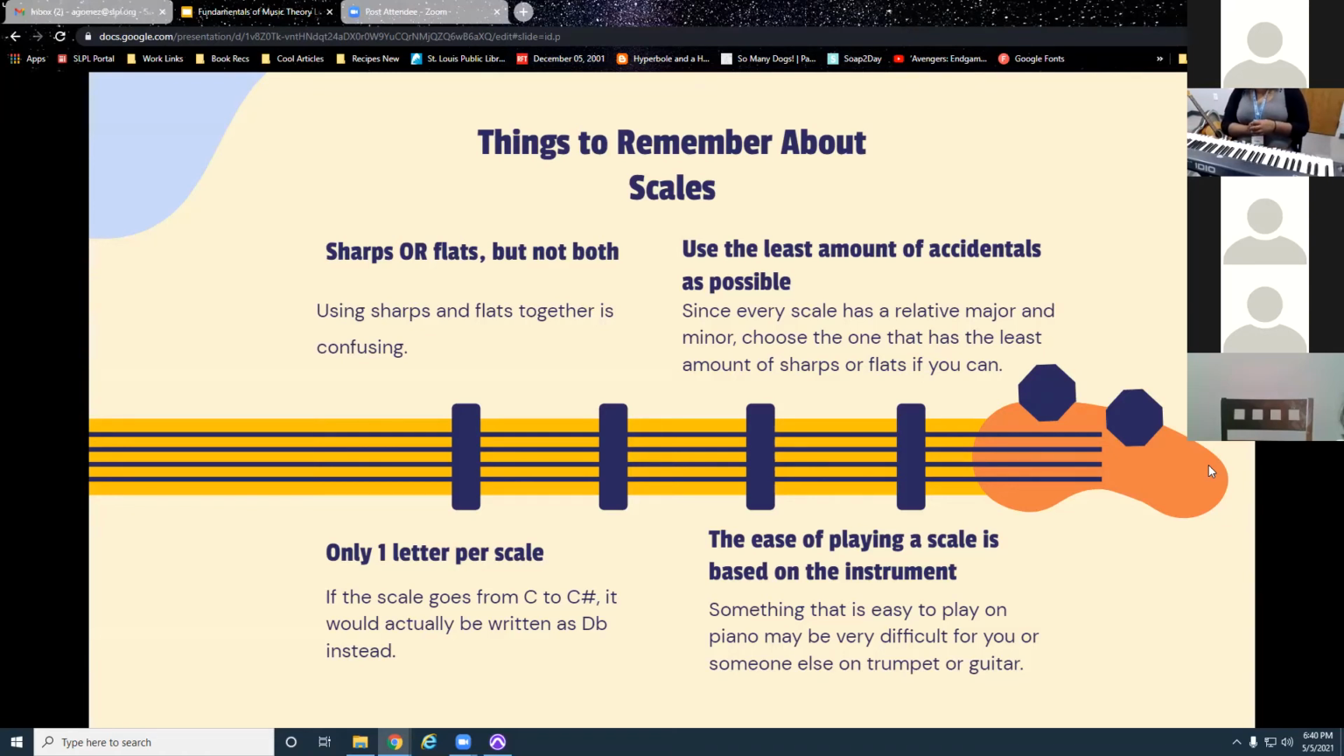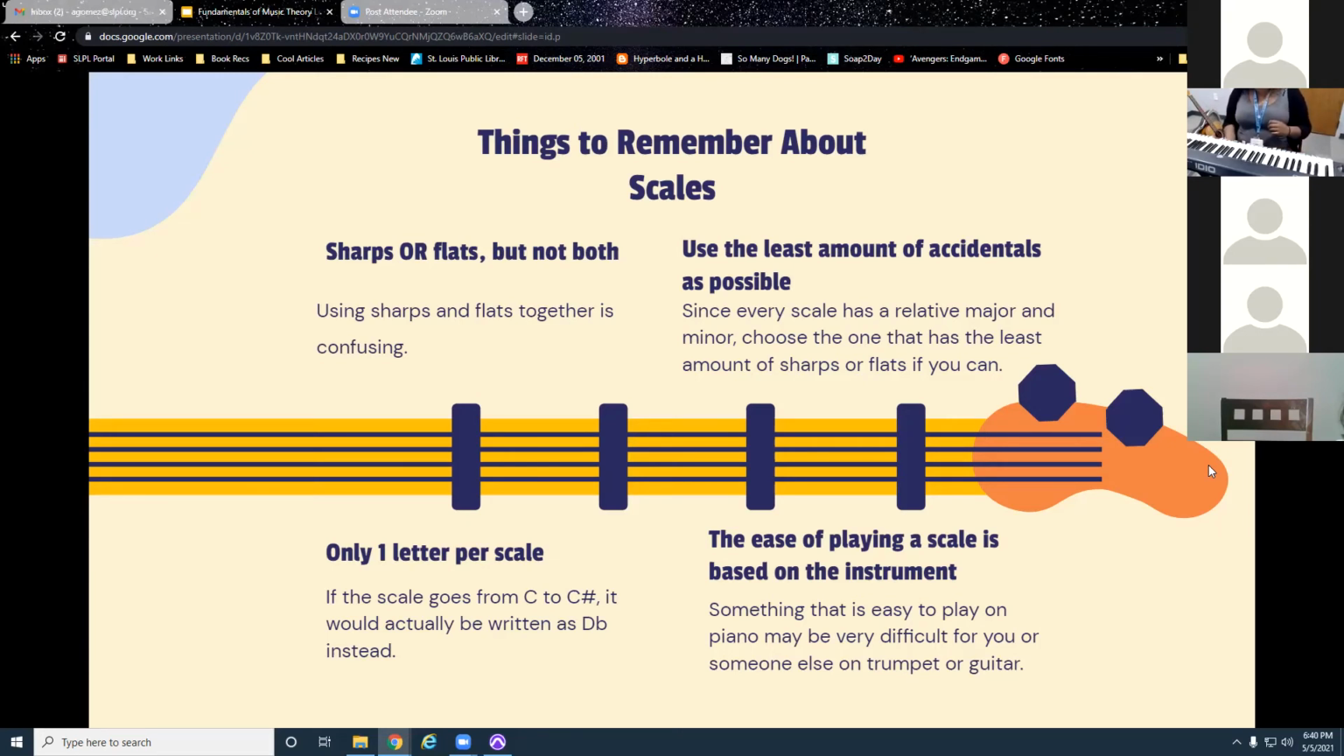So string instruments like violins or cellos, the keys that have sharps are sometimes easier for those instruments to play because of the way that they're made. When they press down on those strings, the note's automatically going to be sharpened. So it's easier for them to play a scale that's full of sharps. Again, you still don't want to have 10 sharps, which isn't really possible, but you don't want a ton of sharps in the scale that you're playing in.